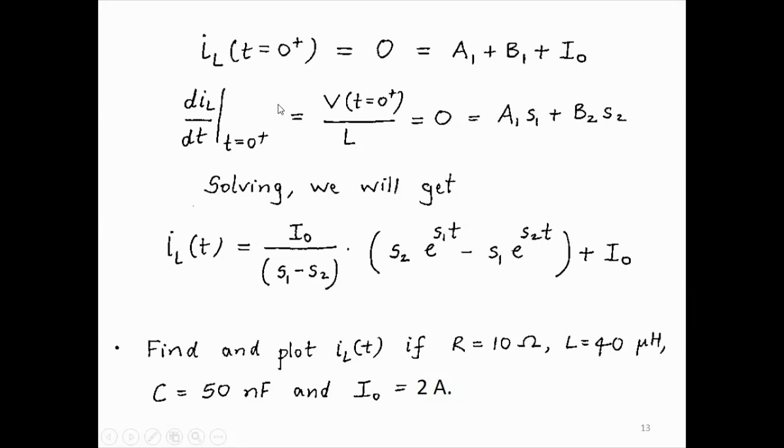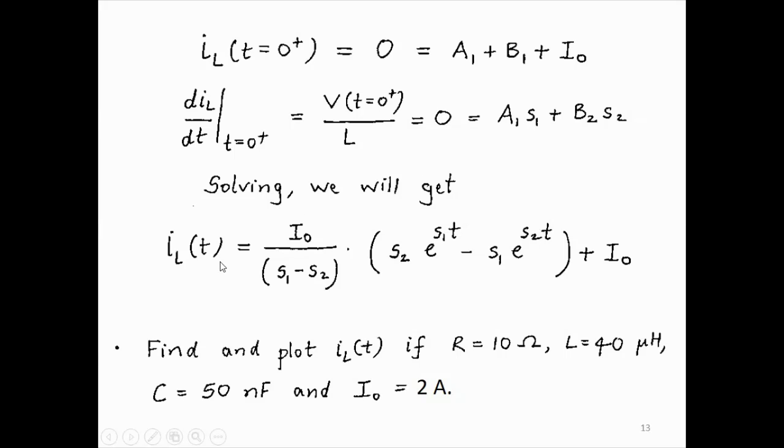Alright, so let us apply the initial conditions. So we say I_L at t equal to 0 plus is 0, because as we saw there was no source in the circuit for t less than 0, the current was 0, so that is equal to A1 plus B1 plus I0. And then di/dt is V by L, and V is 0, so we get A1 S1 plus B1 S2 equal to 0. So you can solve for A1 and B1, and it's easy, so I'm not solving.